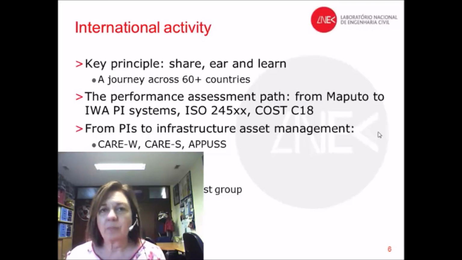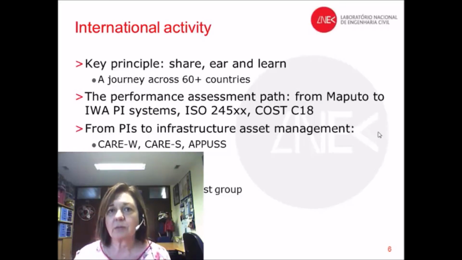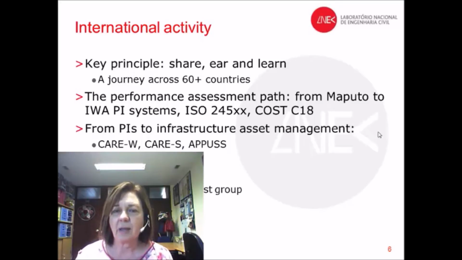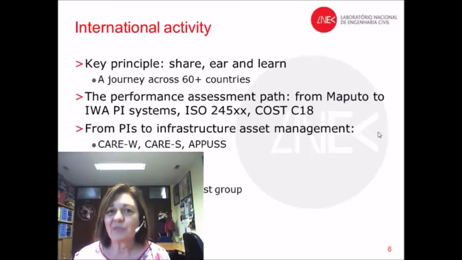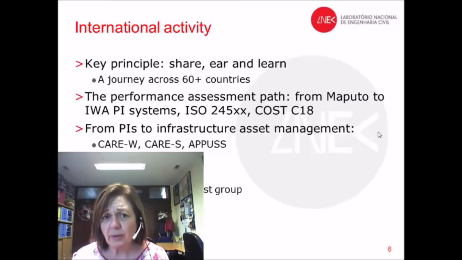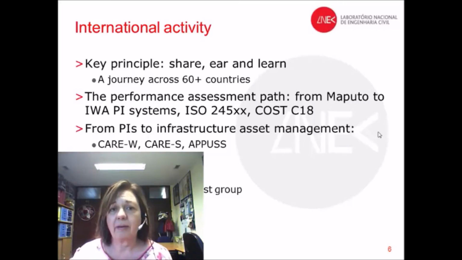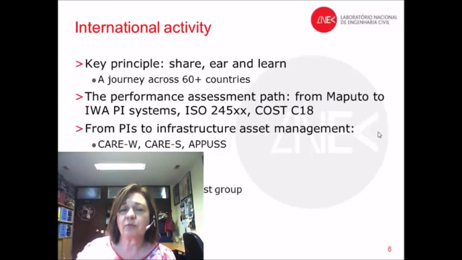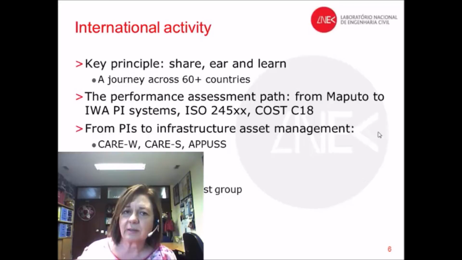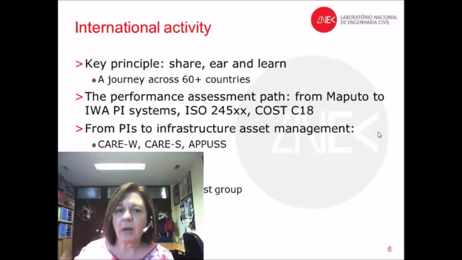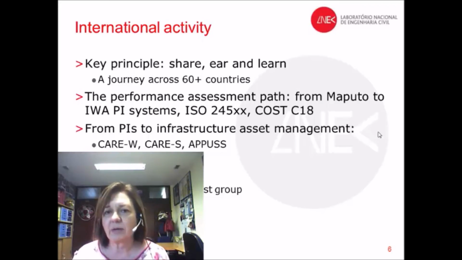And managing the networks, or managing the urban water systems properly, is really the value of using this type of indicator and this type of tool. So it was a natural evolution to go from the performance indicators to techniques and approaches around infrastructure asset management.